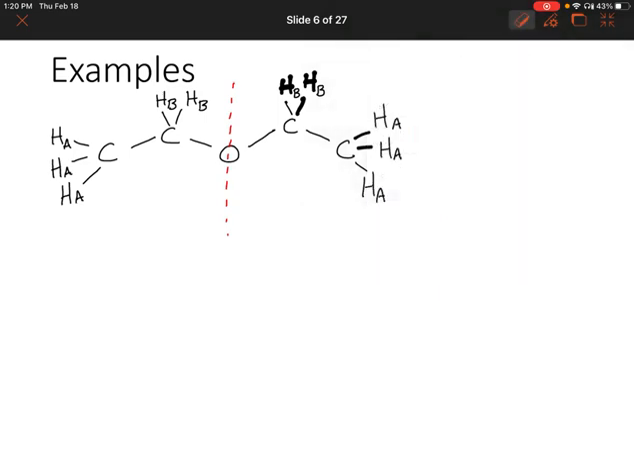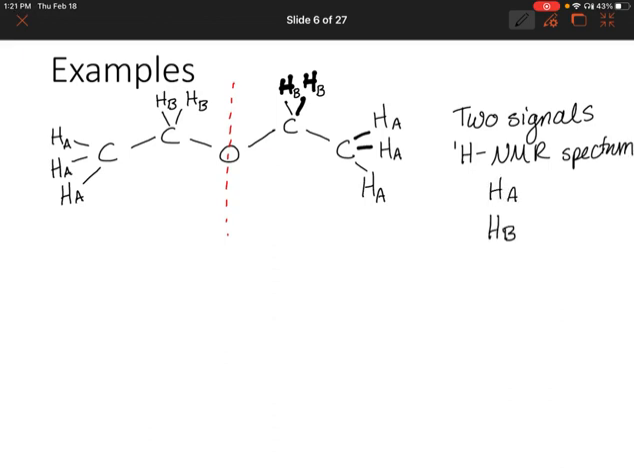Okay. So again, all of the HA hydrogens are in the same chemical environment, and then all of the HB hydrogens are in their own chemical environment. So it kind of depends on what carbon they're bonded to, and then what those carbons are bonded to. All right, so that means we would have two signals on our NMR spectrum, specifically our proton NMR spectrum. So one for HA and one for HB. All right, let's try another one.